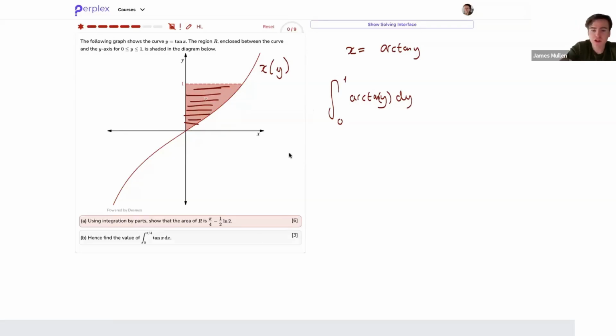The question says to use integration by parts, but I don't even have a product of two functions here. I just have arctan of y. This is a relatively common trick in integration by parts, where I say I'm going to do the integral. Let's say I is equal to the integral of 1 times arctan of y dy.